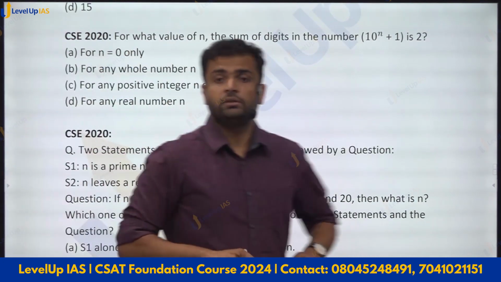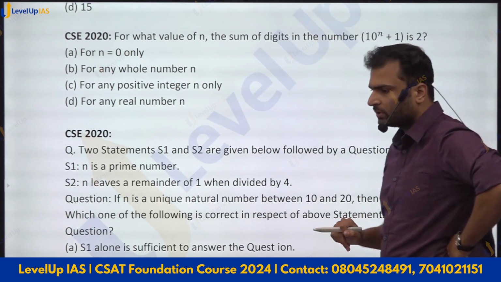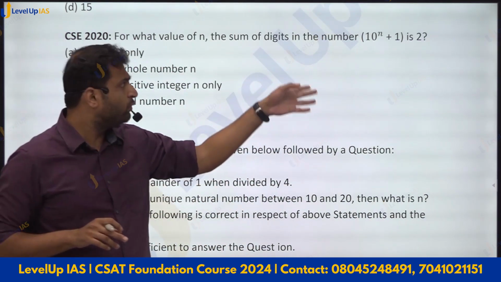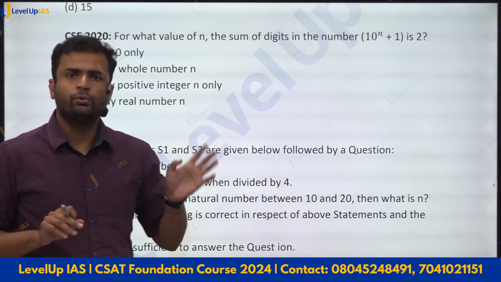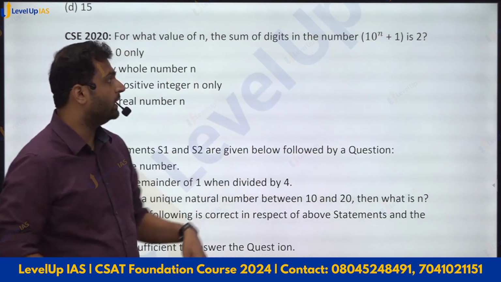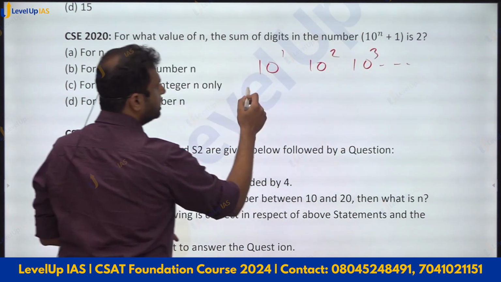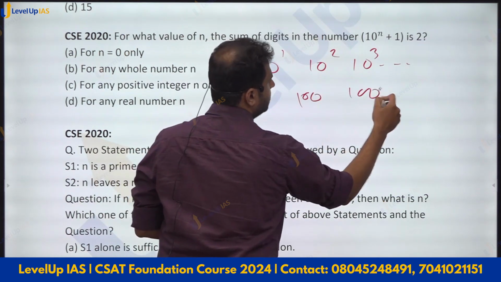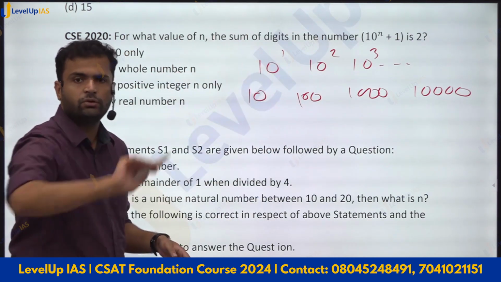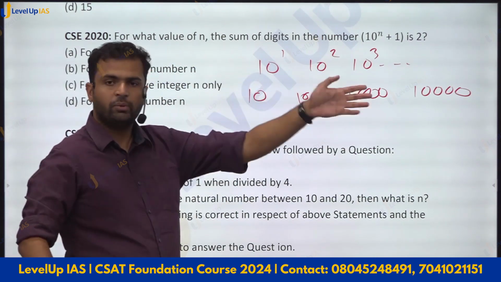Next question. Let us see, for what value of n is the sum of the digits in this number 2? Either you can use logic or you can just put various values of n and see the pattern. That is also going to work. 10 raised to 1, 10 raised to 2, 10 raised to 3 and so on. This is 10, this is 100, this is 1000, this is one more 0. So any power of 10 would always be 1 followed by that many zeros.